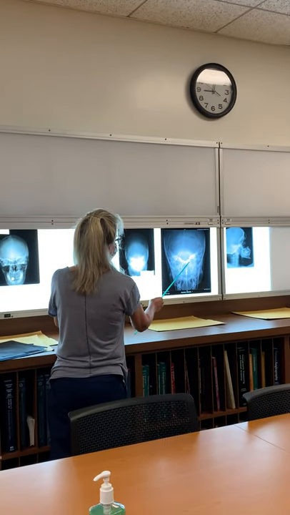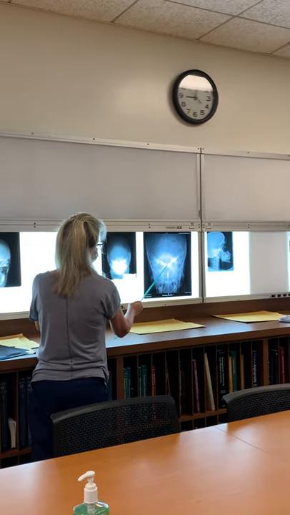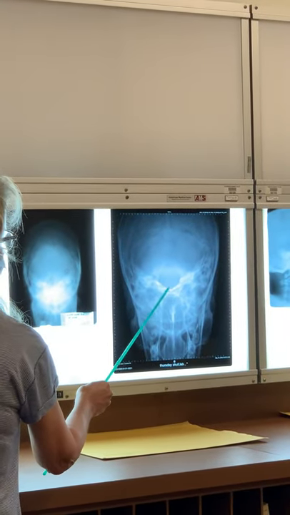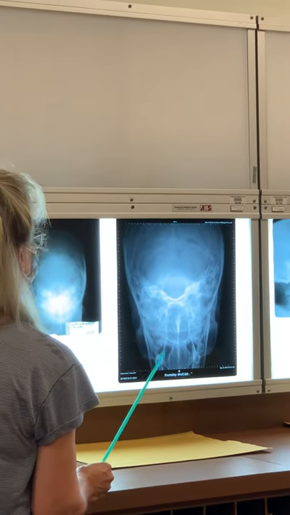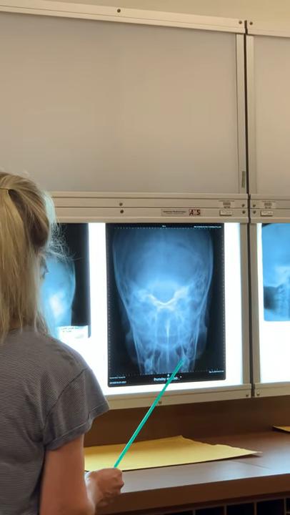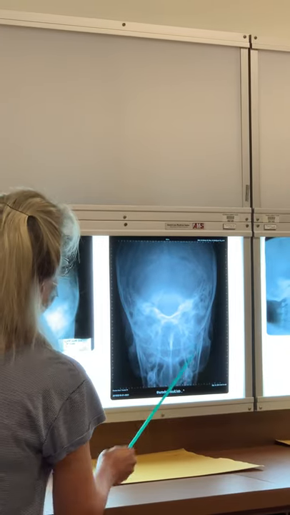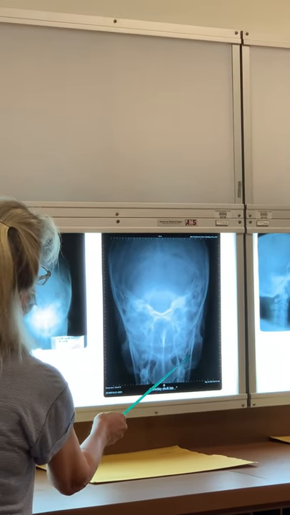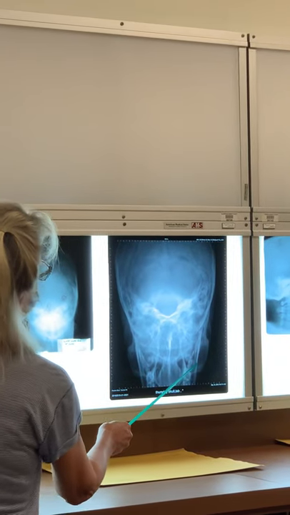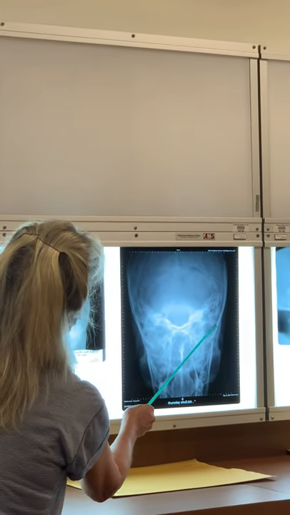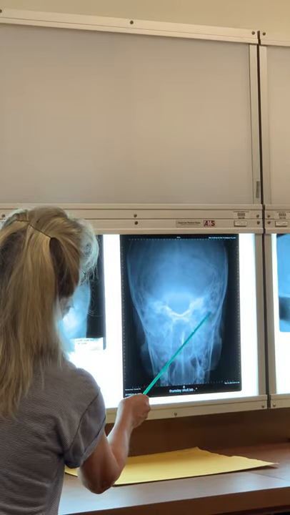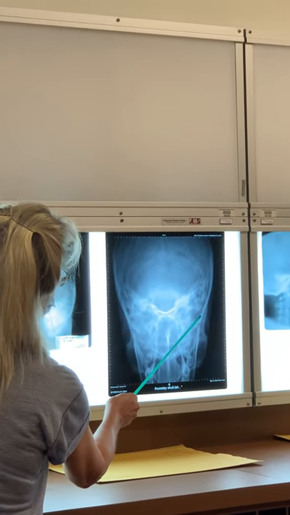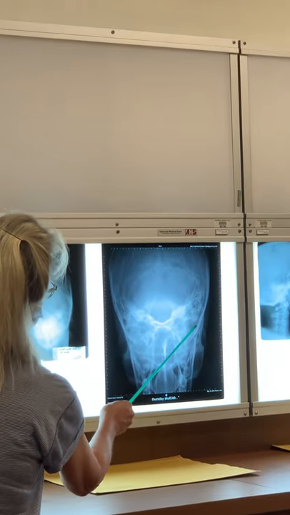Okay. This is actually the sphenoid sinuses right in here. So, right there. Okay. If you follow the rami, remember the rami of the mandible is the part that goes vertically. If you follow it up, you can kind of see the condyle. So the condyle of the mandible articulates with what?